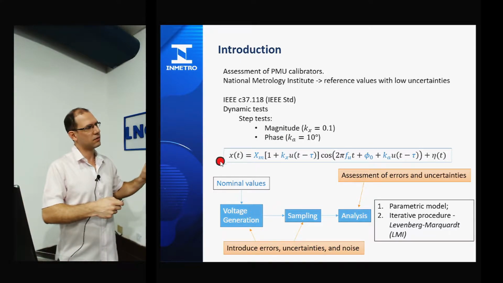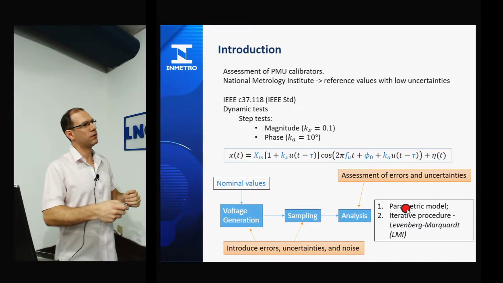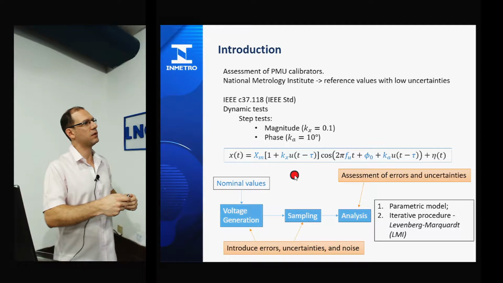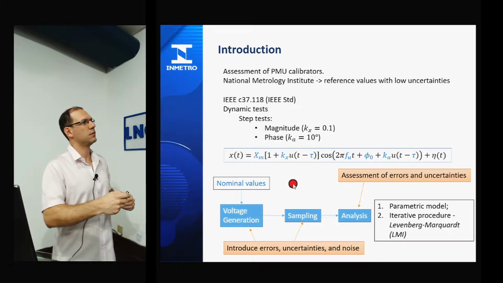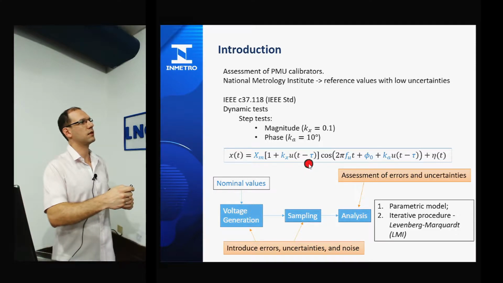This is a brief of the parametric model that I will explain later. In a previous work, we developed a procedure using this parametric model to estimate each one of the parameters that I highlighted in blue. We use an iterative procedure called Levenberg-Marquardt iteration to estimate each one of these parameters, but the step location.